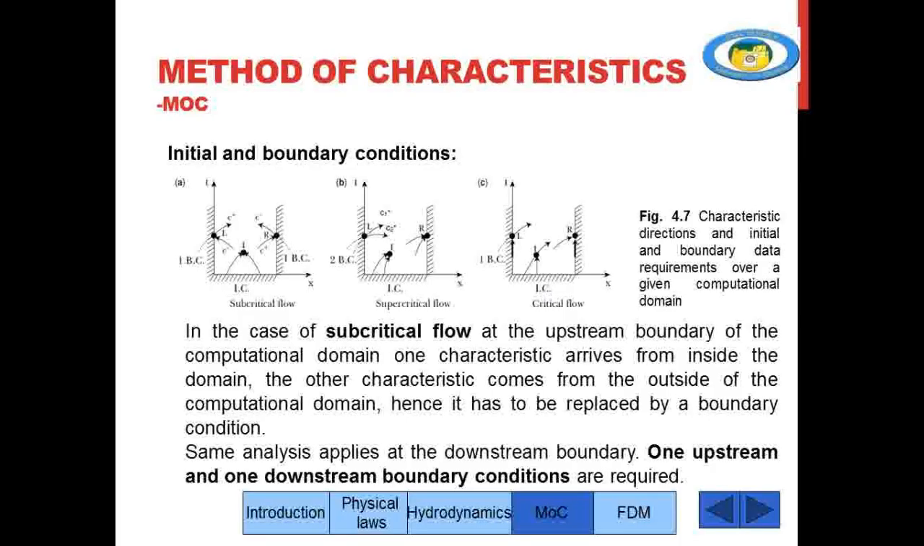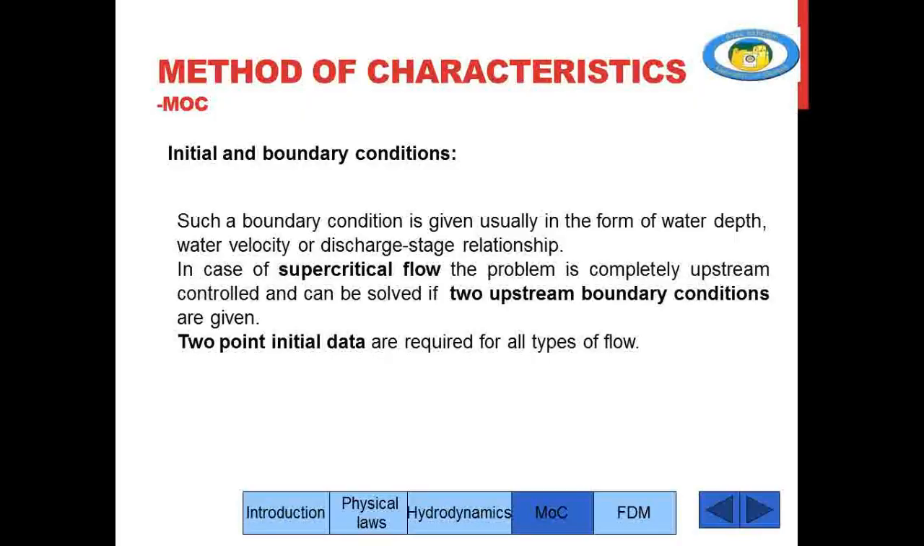In case of critical flow, one boundary condition, it's vertical, it's known already. So you need to specify one boundary condition. It's almost similar to the subcritical flow conditions, except that it doesn't need a downstream boundary condition as such. But the case for supercritical flow is completely upstream controlled. So you only need to specify two upstream boundary conditions.